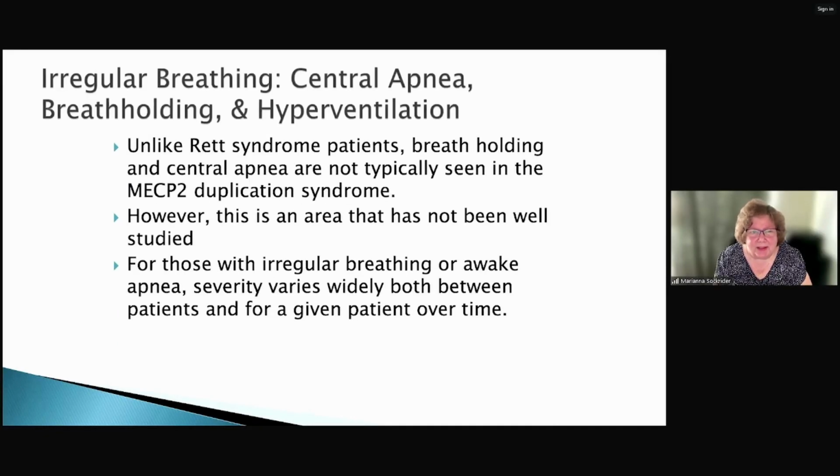One of the things that's different in Mecp2 duplication than Rett syndrome is that many children with Rett syndrome have irregular breathing, breath holding, and hyperventilation patterns, which we don't see as much in Mecp2 duplication. This is not an area that's as well studied, but some of the children with Mecp2 have some irregular breathing or awake apnea, and the severity varies between patients and for a given patient over time.